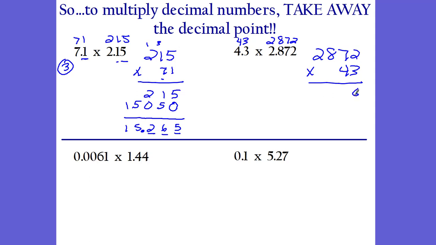3 times 2 is 6. There's 21. 24 plus 2 is 26. And 3 times 2 is 6 plus 2 is 8. I'm moving to my tens place, so I need a 0 in the ones place. Then I can start multiplying.